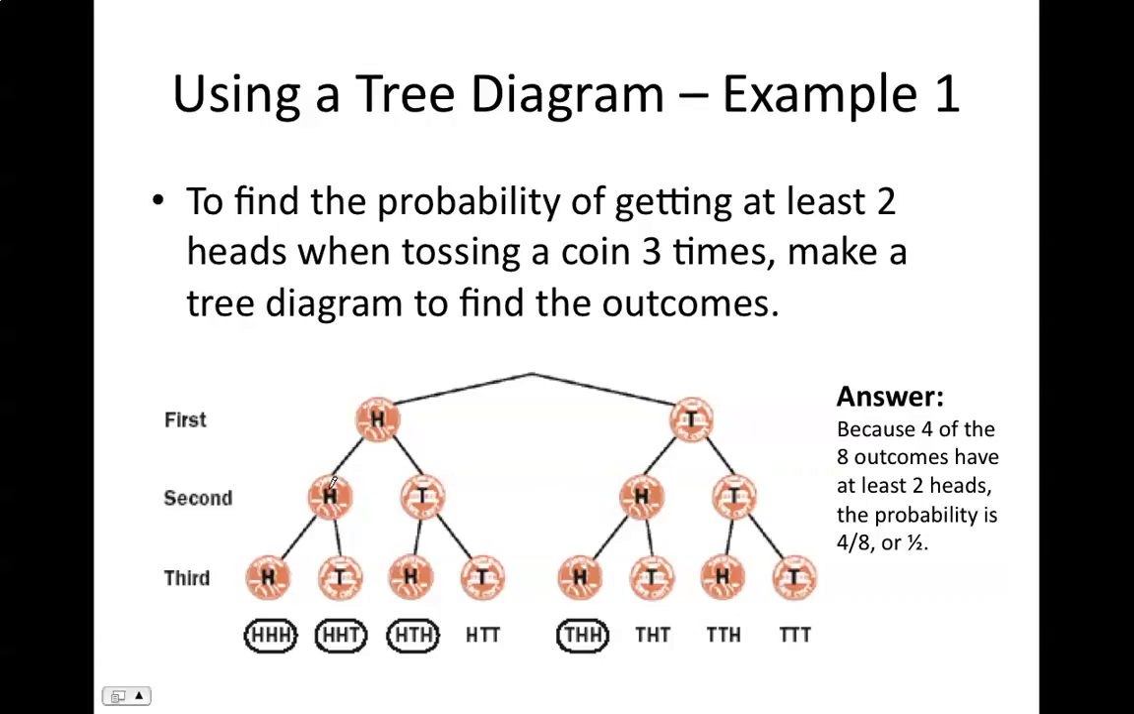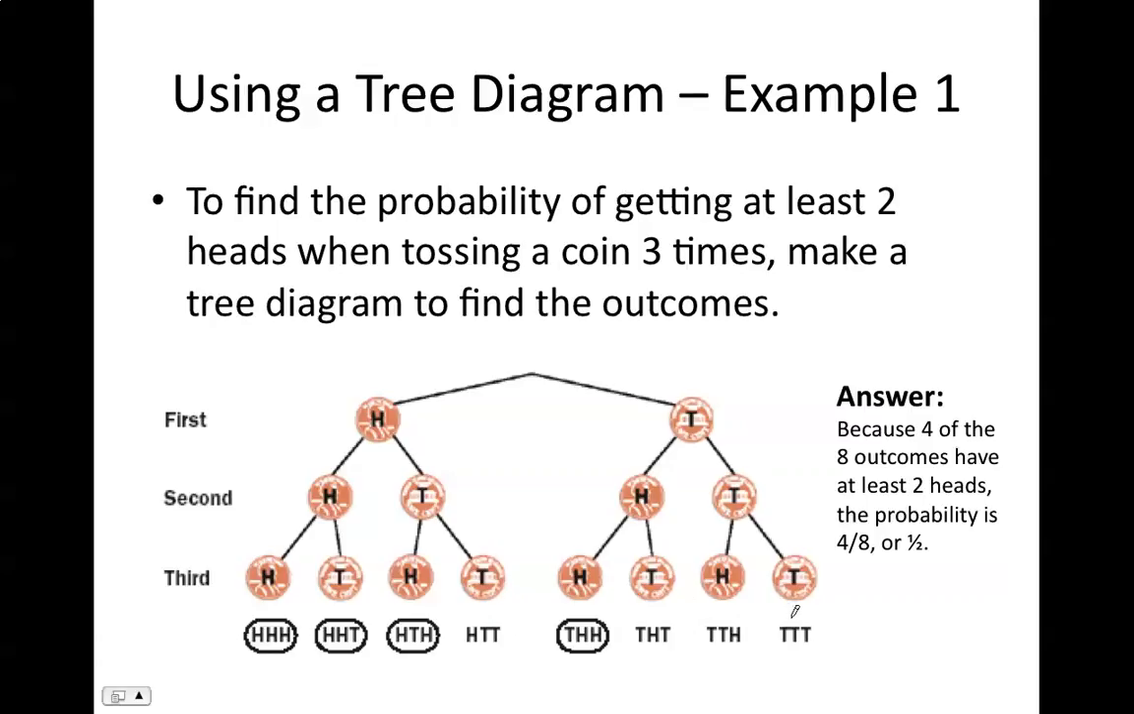So as I look down my tree diagram, I'm going to make some letters that would represent the different outcomes. Well, I could have heads, heads, heads, so therefore I have 3 H's. I could have heads, heads, tails, so 2 H's and a T. I could have heads, tails, heads, 2 H's and a T again. Or I could have heads, tails, tails. All right, so those are the one possible scenario.